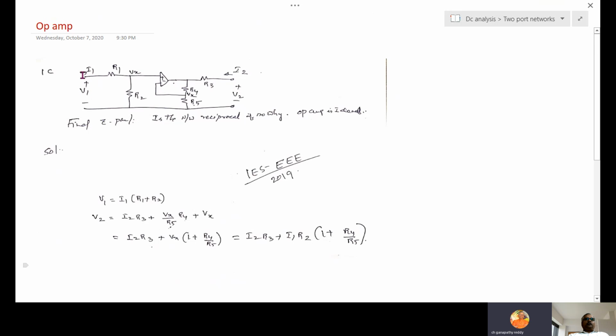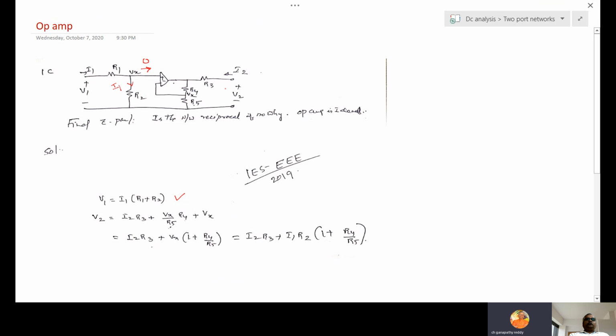So therefore this port V1 I1, this port V2 I2, in between op amp and other resistors are connected. So V1 is equal to I1 into R1 plus R2. Why R1 plus R2? What is the current in this? Zero. If this current is zero, what is the current here also? I1. So that's why V1 is equal to I1 into R1 plus R2, one equation.